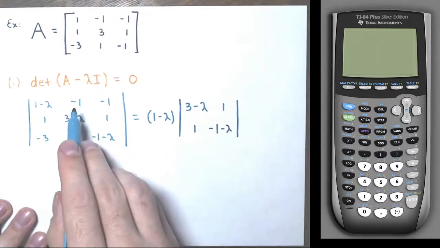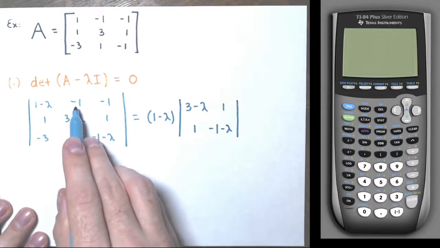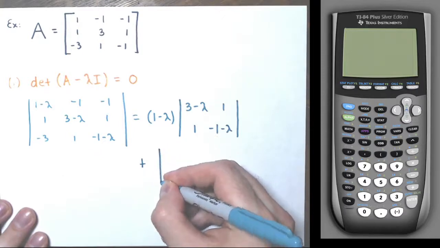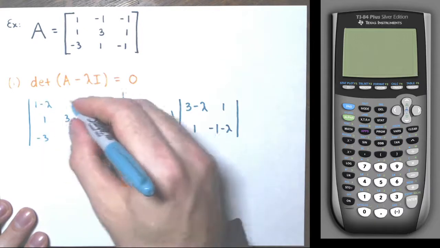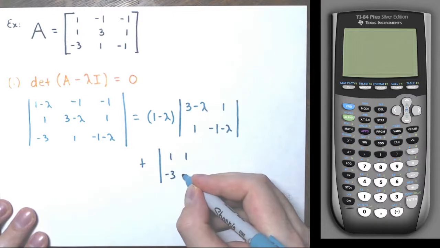And then we're adding negative 1 times its cofactor. But remember the cofactor for an odd position: this is first row, second column, 1 plus 2 is 3, which is odd. The cofactor for an odd position is just the opposite of the minor. So instead of adding negative 1 times the minor, I'll just add 1 times the minor. So plus 1, and then that minor, getting rid of that row and column, you have the 2 by 2 matrix 1, 1, negative 3, and negative 1 minus lambda.